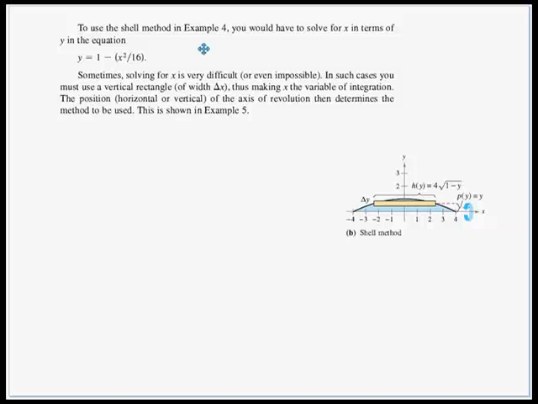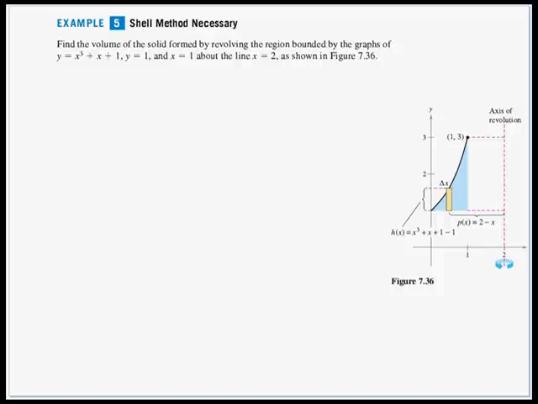To use the shell method in example 4, and I did talk about this at the beginning, you would have to solve for x in terms of y in this equation. And we would get that height would be 4 times the root of 1 minus y. Sometimes solving for x can be difficult, or maybe even impossible. In such cases, you must use a vertical rectangle of width delta x, thus making x the variable of integration. The position, horizontal or vertical, of the axis of revolution then determines the method to be used. And this is what we're going to see here in example 5.